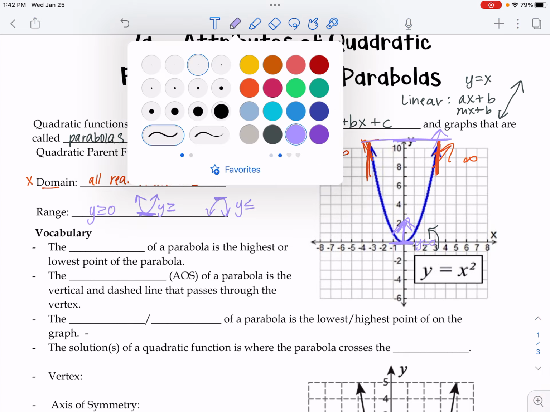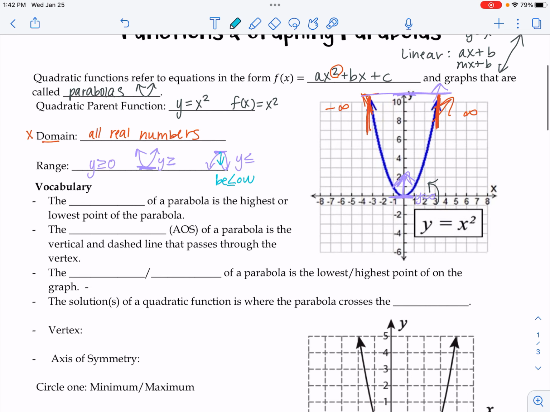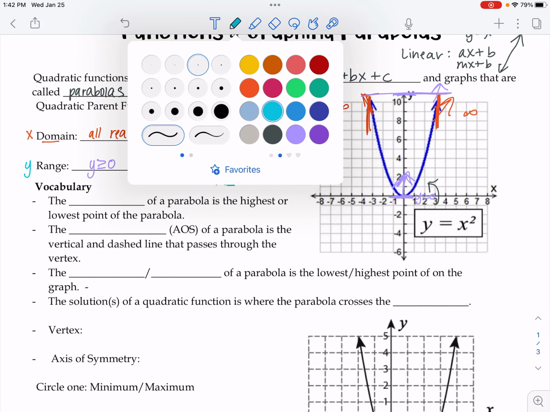And so you can kind of remember that below goes with your less than sign. Okay, and so range is always your y, domain is always your x, and it's always all real numbers.